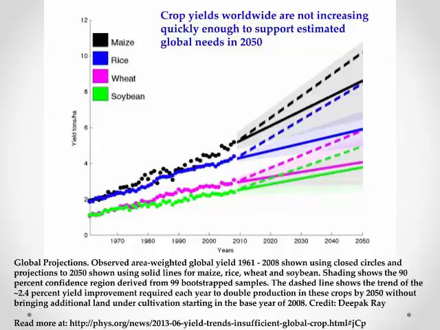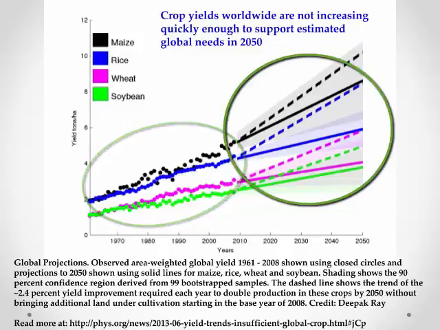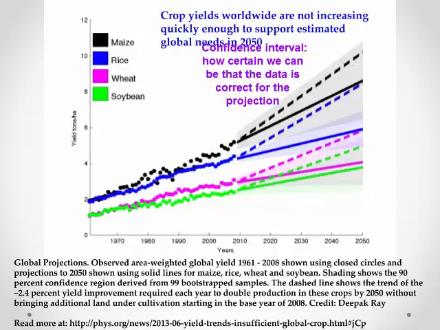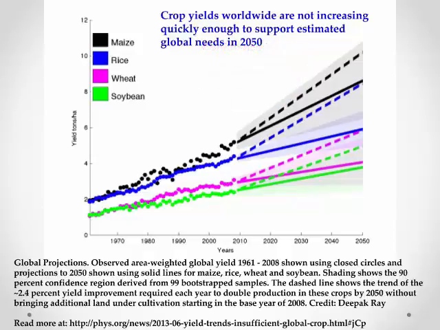This graph shows the observed area-weighted global yield in maize, wheat, rice, and soybean from 1961 to 2008. The closed circles illustrate production to date, and the dashed lines with highlighting illustrate projections to 2050. The width of the shading illustrates the confidence interval, or how certain we can be that the data is correct for the projection. Combining the information from this graph with global population projections, ultimately this graph shows that crop yields worldwide are not increasing fast enough to keep pace with the predicted global population growth, and come 2050 we will not have enough grain to feed the estimated 9 billion people on the planet.